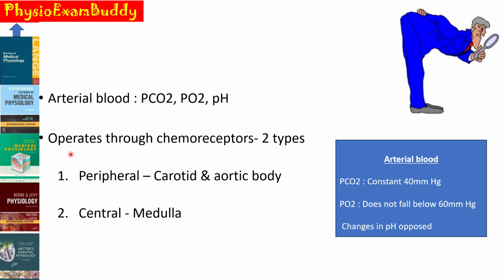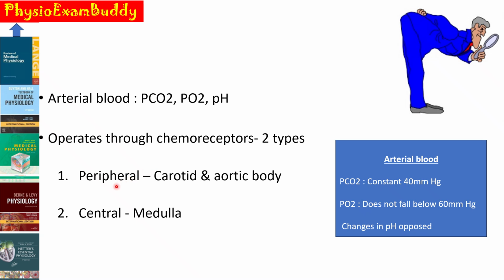Chemical regulation of respiration operates through the chemoreceptors. And in our body, there are two types of chemoreceptors, that is peripheral as well as the central chemoreceptors. So what is a chemoreceptor? A chemoreceptor is a type of receptor that responds to change in the chemical composition of the blood or any other fluid around it.